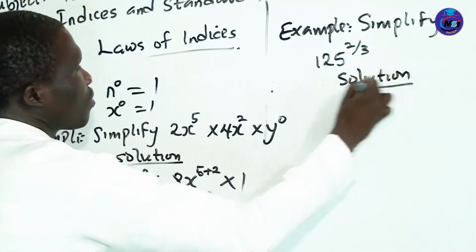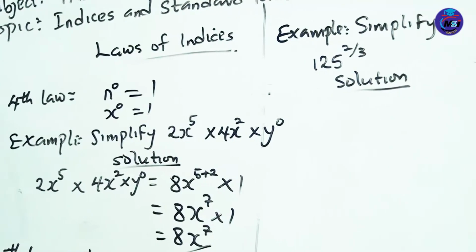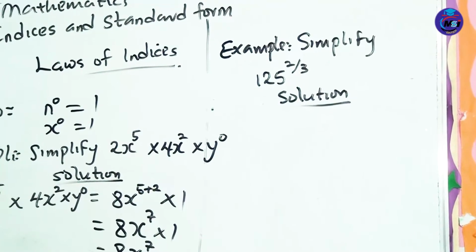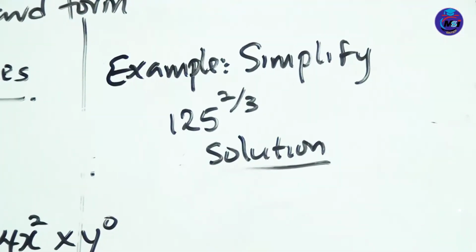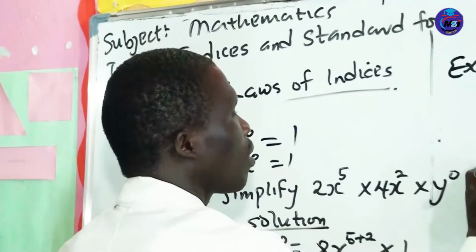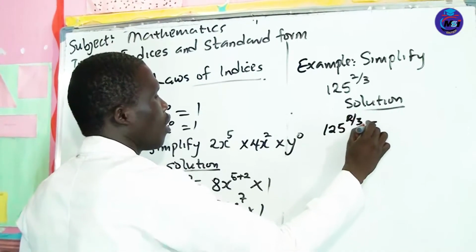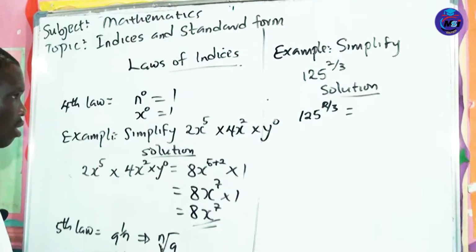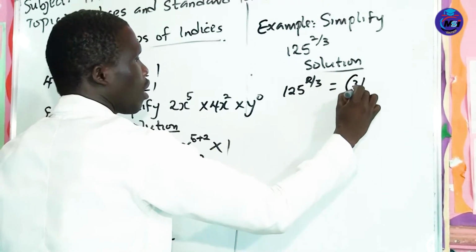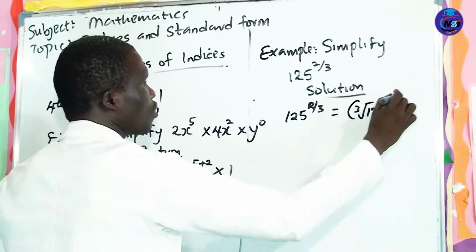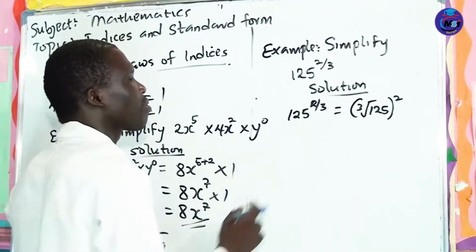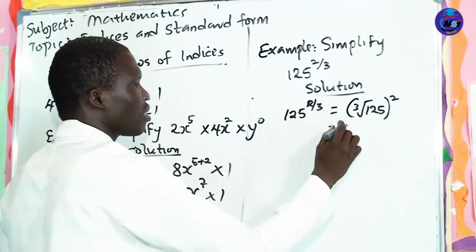Okay, now let's solve these questions together. We have 125 raised to power 2 all over 3. So what are we going to have here? 125 raised to power 2 all over 3. So here, if you look at this, applying this, we are going to have 125 squared. Okay, now you need to look at this. This can still, we can still break it down.